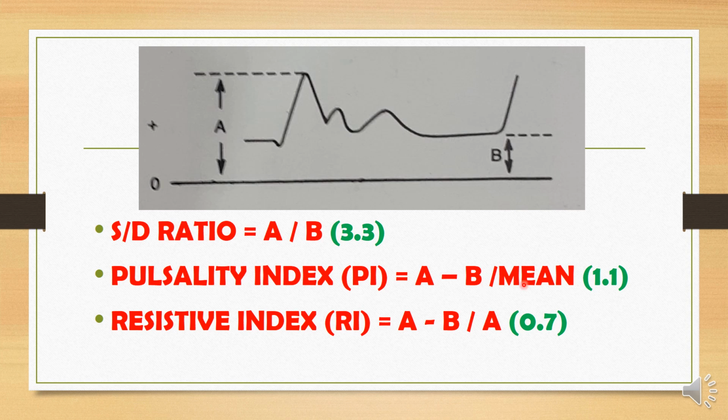And PI and SD are used in cases of fetal Doppler. So if the PI is more than 1.1, then it is a high resistance flow, less than 1.1 is normal. Similarly for the SD ratio, if it's more than 3.3, then it's a high resistance, and if it's less than 3.3, then it's a normal flow. So these three indices are used for quantitative analysis of your peripheral resistance.